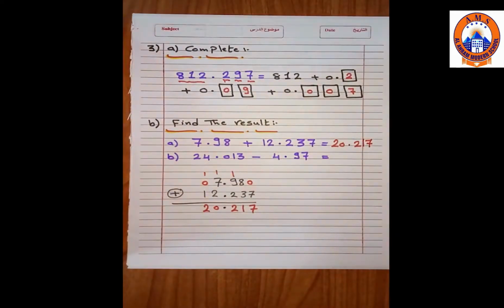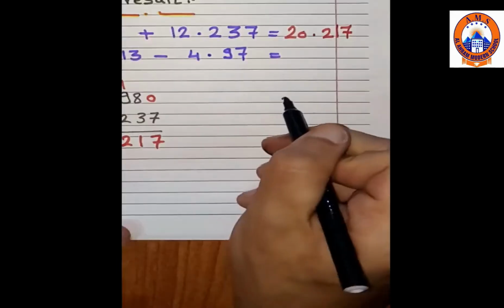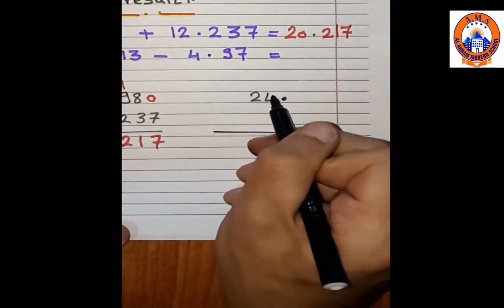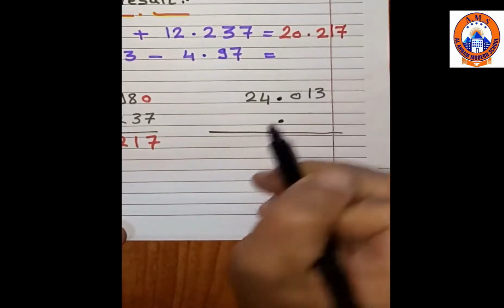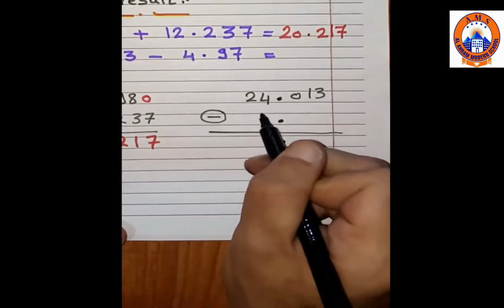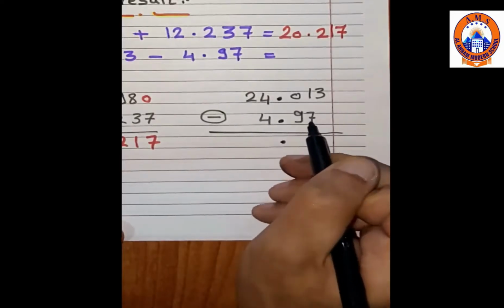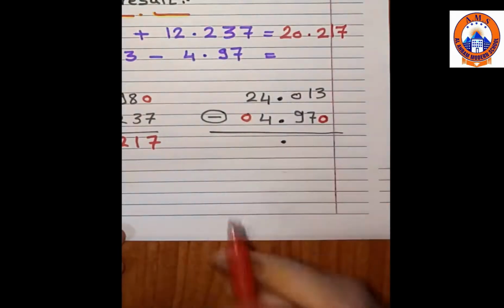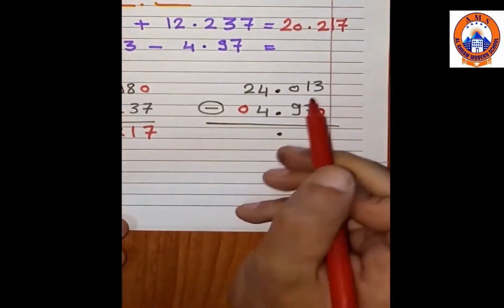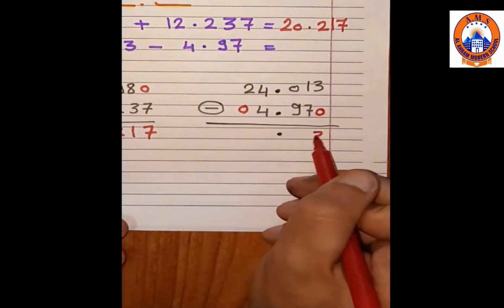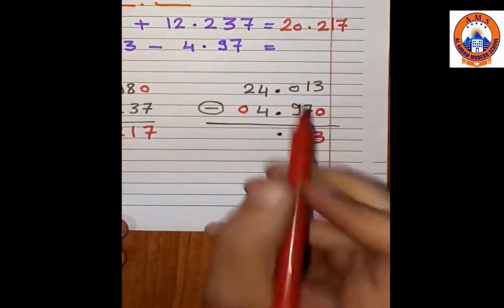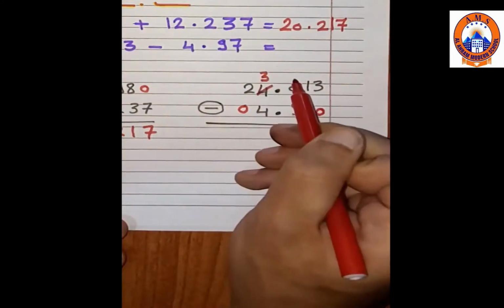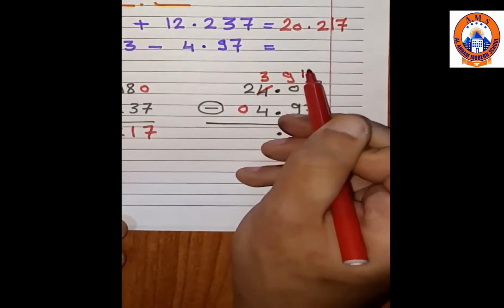Question number B, we will subtract by putting a point, under it another point, then take a line and another point. You have 24 and 0.13. We subtract 4 and 97. The empty digits will be filled with zeros. Here is 0, here is another 0. Let's subtract. 3 minus 0 is 3. And 1 minus 7 can't be. If you borrow from 0, you can't. Then we borrow from 4. This will become 3. This will become 9. And this will become 11.